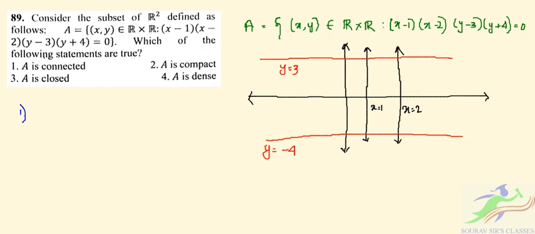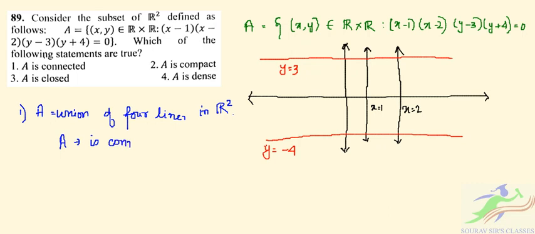The first option: A is connected. Clearly you can see that A is the union of 4 lines in the R square plane. It's R2 actually, x and y. Each line is connected and the intersections are non-empty. So the union of these 4 lines is connected. So from here we can say that A is connected. That is a correct option. Option 1 is correct.